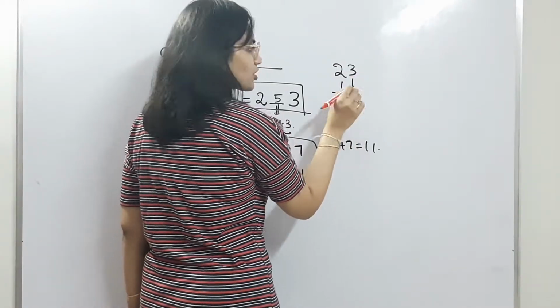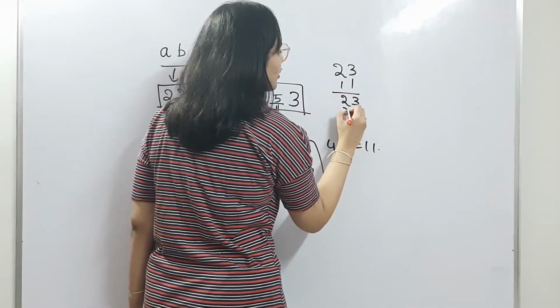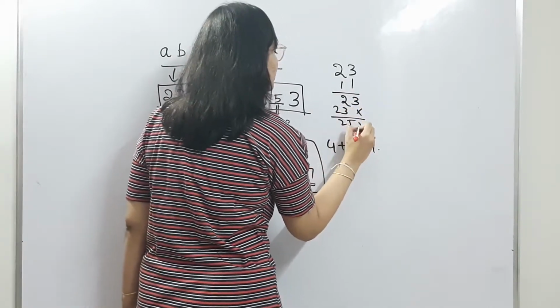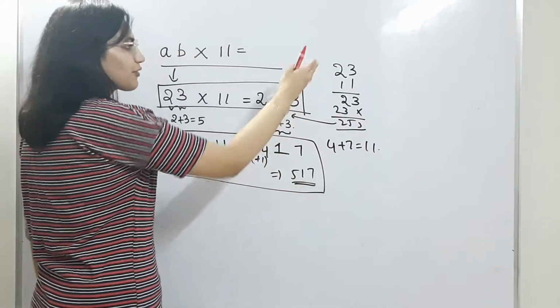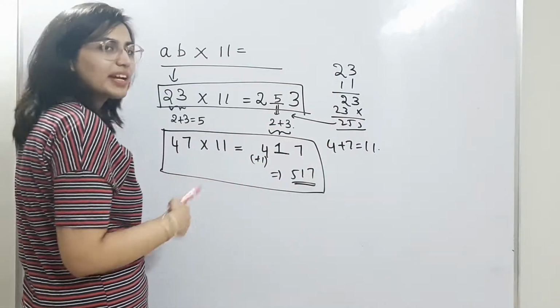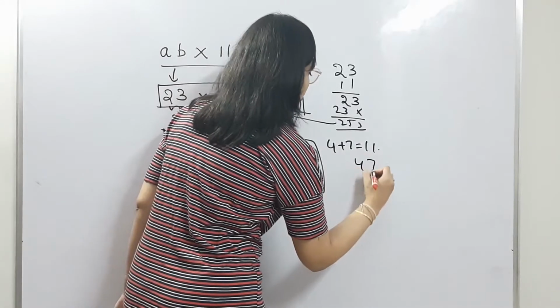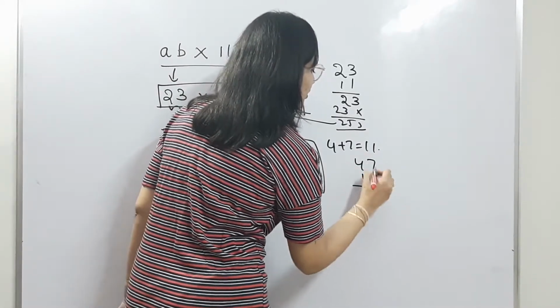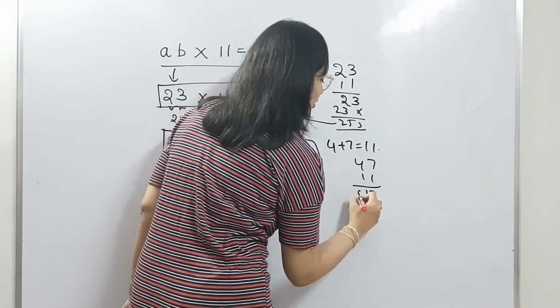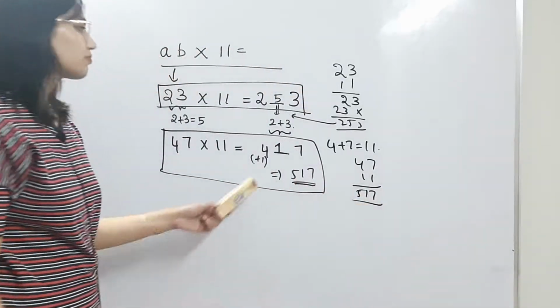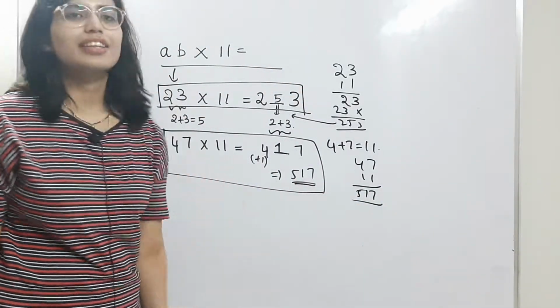I'll use the traditional multiplication, 23 into 11. So we got 253. See, you don't have to do so many steps, you can do it in the mind itself. Here also 47 into 11 is 517. I'm using my technique and here you get 5 1 7. So this is called the 11 rule.